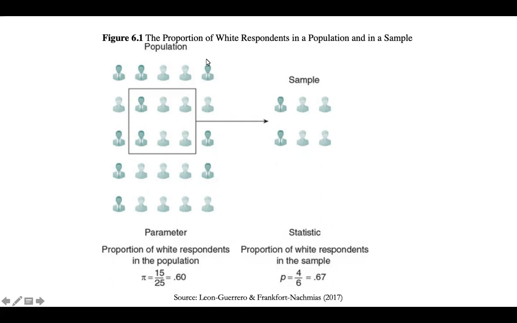If we didn't have the full population, but instead we just had a sample, let's say a subset of only 6 people, 4 of whom identified as white, we don't have a parameter, instead we have a statistic. The proportion of white respondents in this sample is 0.67. Lowercase p is 4 out of 6, 2/3 is 0.67. Notice that these two figures are similar. 0.6 is not too different from 0.67, but they are different.